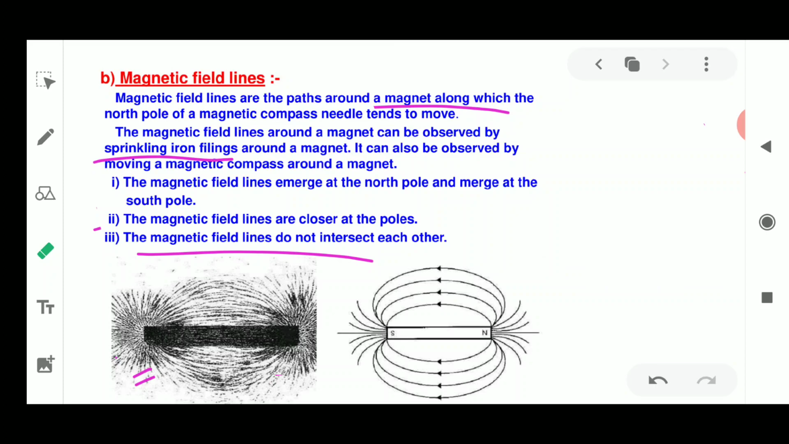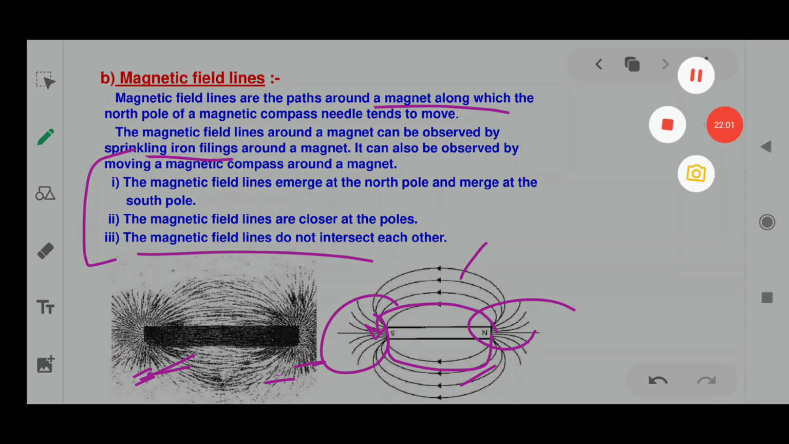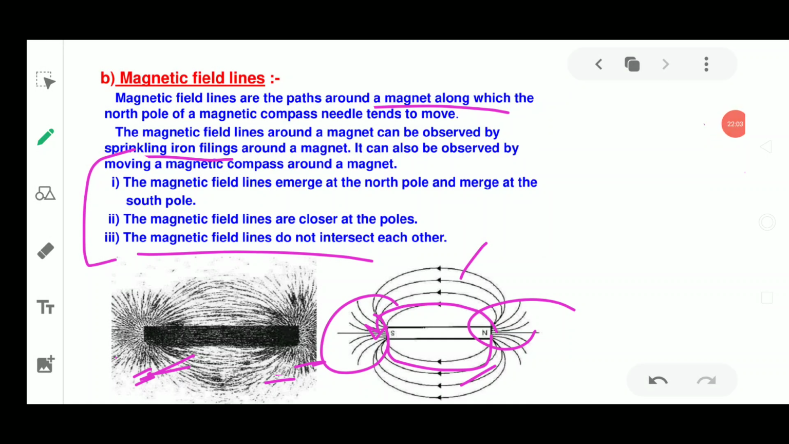So these are the three basic properties of magnetic field lines: each magnetic field line arises from north and ends in south. You can see the direction is drawn here. It is always coming from north and going into south, and it is very close near the poles. In this original photograph also you can see that near the poles the magnetic field lines have a greater density, and they are not going to cross or intersect each other. So this is about the magnetic field lines and their properties.